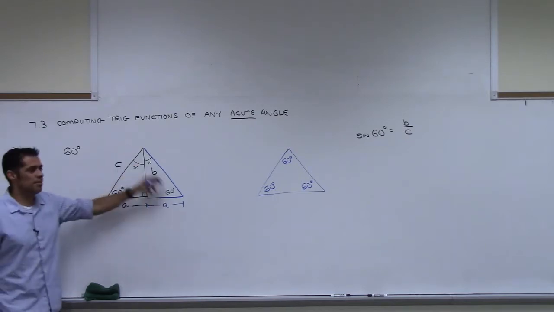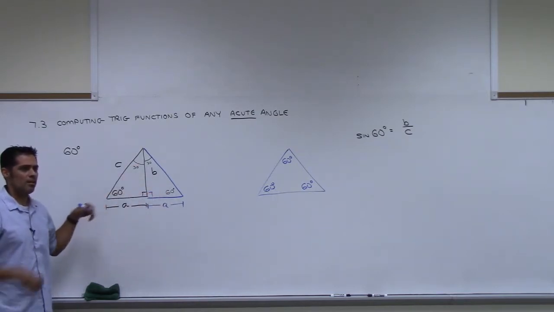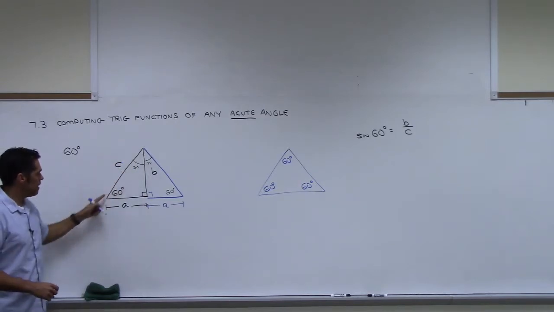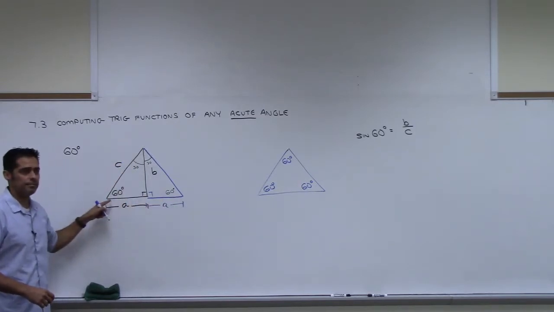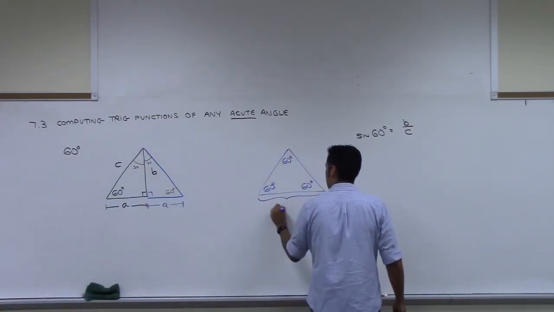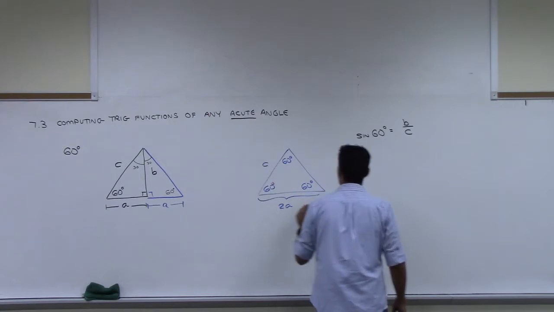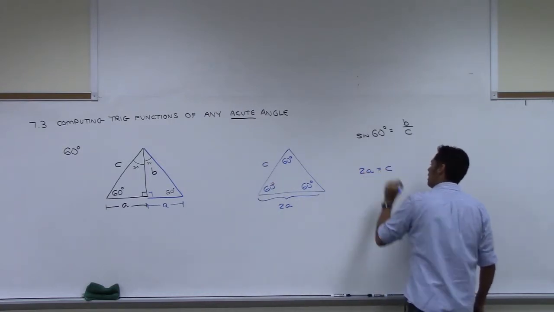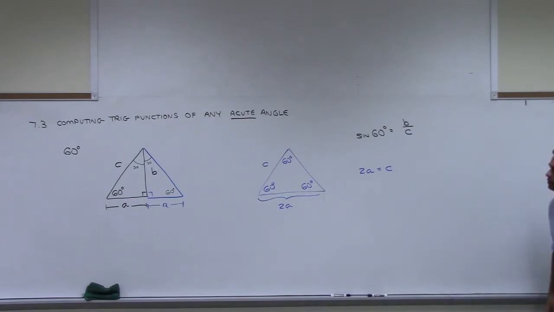So when I drew this, I was very clever in drawing it because I created an equilateral triangle. And that means that this side here is the same as this side here, right? So this side right here is 2A. This side is C. So I have a relationship now that 2A equals C, right? Y'all agree with that?